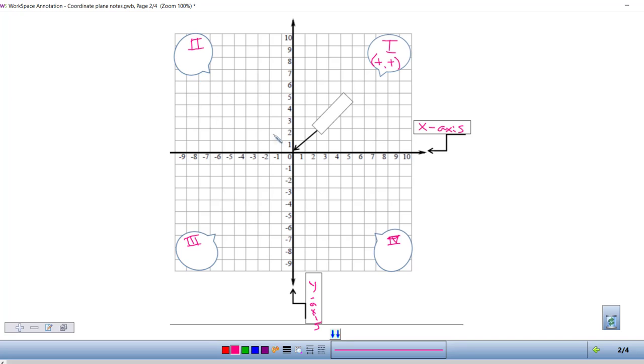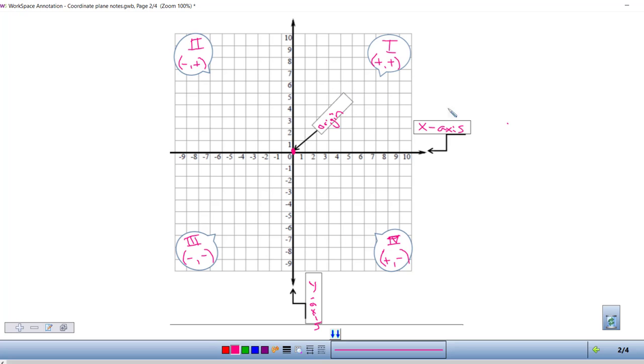In quadrant 2, I see the x value is negative and the y value is positive. So every point in this area will be negative, positive. Quadrant 3, the x value and the y value are both negative. And in quadrant 4, the x value is positive, but the y value is negative. So just by looking at a point, we can figure out which quadrant it is in based on whether it's positive or negative. This point right here in the middle at 0, 0 is called the origin.